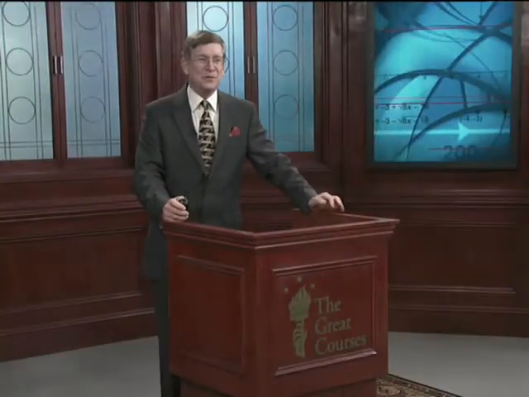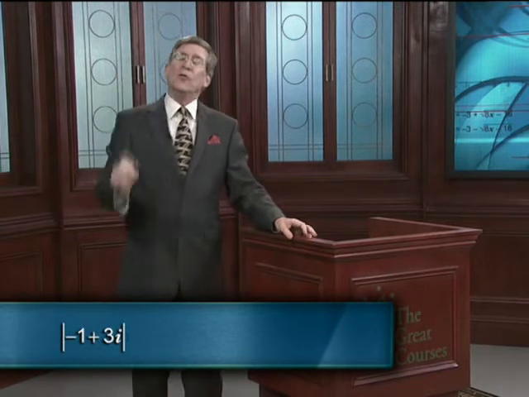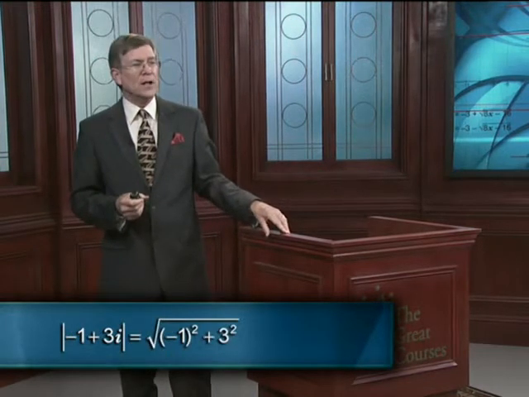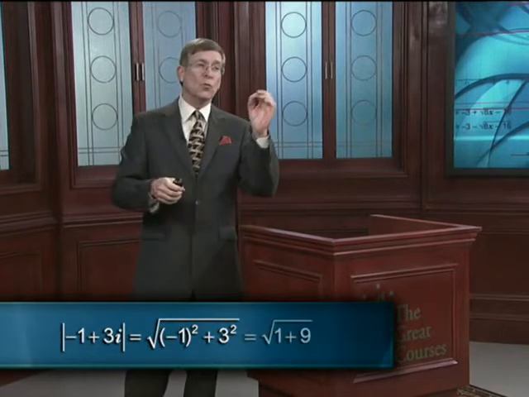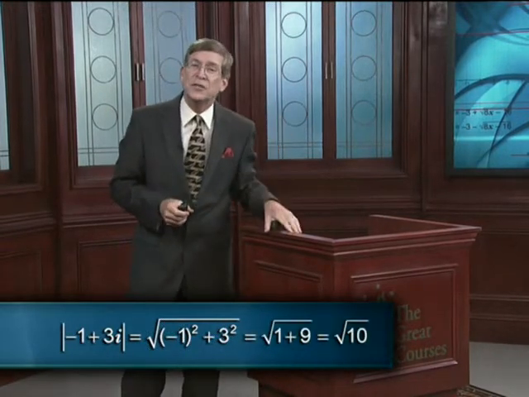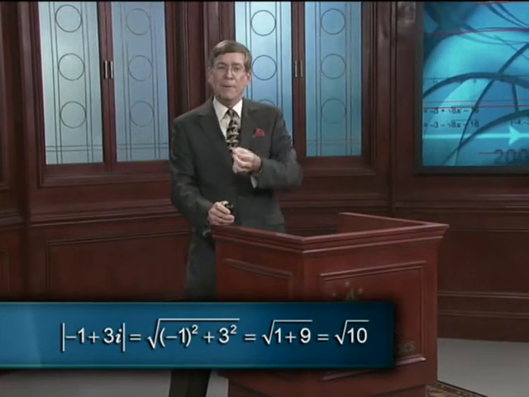Let's do a quick example to make sure we're comfortable with this idea of absolute value of a complex number. How about that number -1 plus 3i that we saw in the graph previously? How far is it from that number to the origin? Or if you want, what's the absolute value of that complex number? Well, it would be the square root of (-1) squared plus 3 squared, 1 plus 9, square root of 10. That's the distance from that complex number back to the origin.